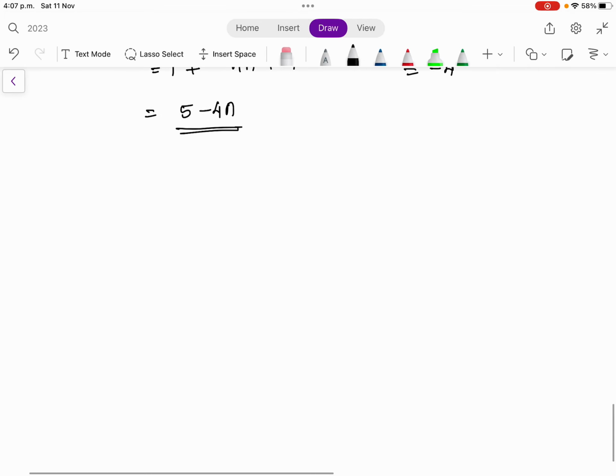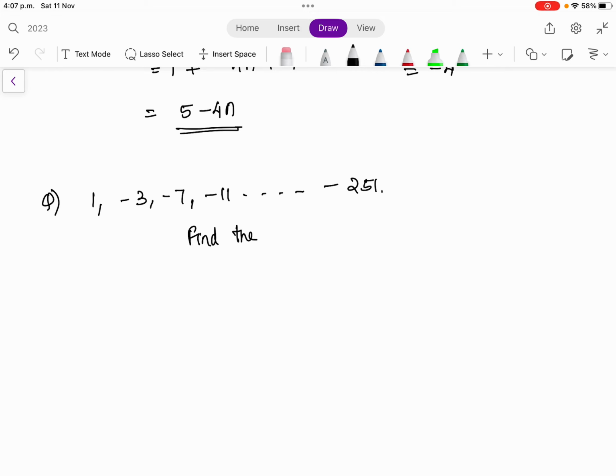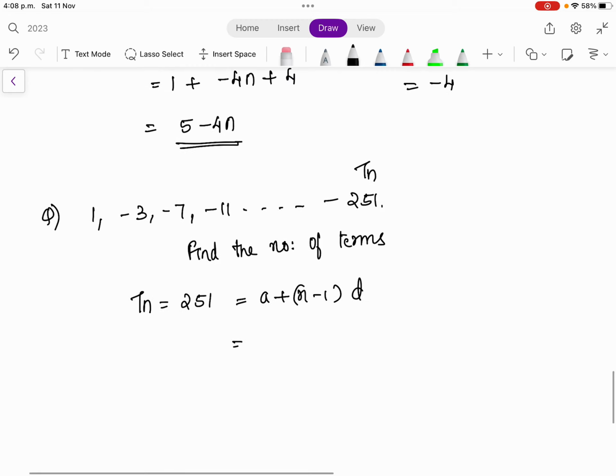Now there can be a question like, let me take the same series 1, minus 3, minus 7, minus 11, up to minus 251, and find the number of terms of the series. So now in this case, this is Tn. So Tn is equal to minus 251, which is equal to a plus (n minus 1) into d. Find the number of terms means you have to find n. That is what you have to do.